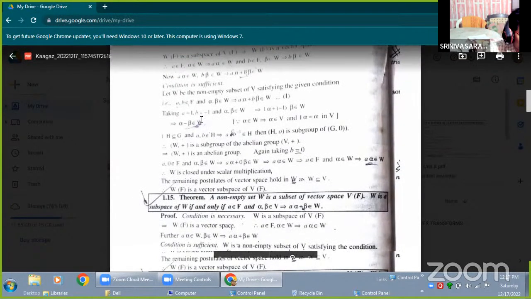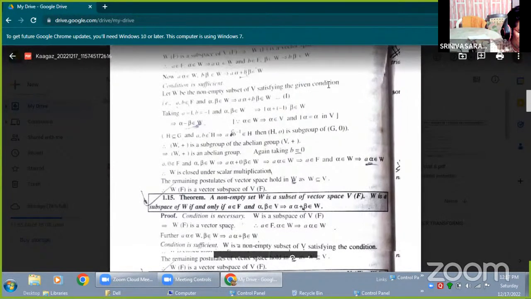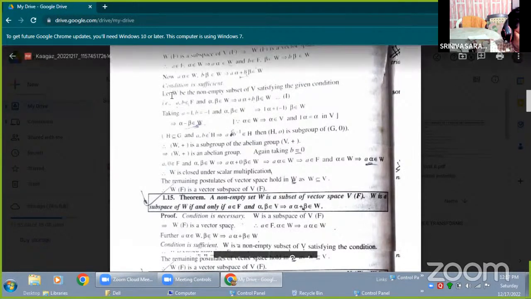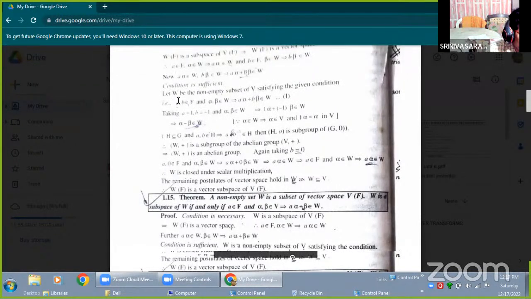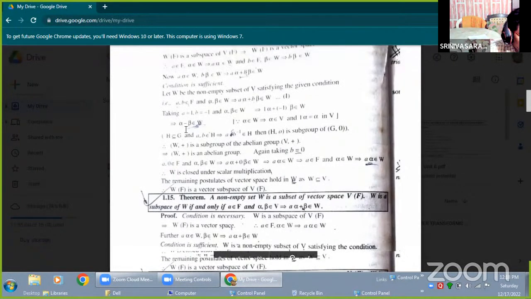Next, the converse: let W be any non-empty subset of the vector space satisfying the given condition. So the non-empty subset is W, with a, b being the field elements and alpha, beta belonging to W, and a alpha plus b beta belongs to W. That is the direct condition. Now taking a equal to 1 and b equal to minus 1, we get alpha minus beta belongs to W, as mentioned in the above theorem.